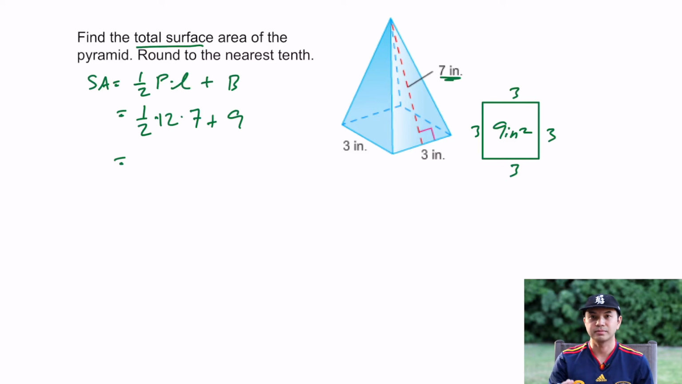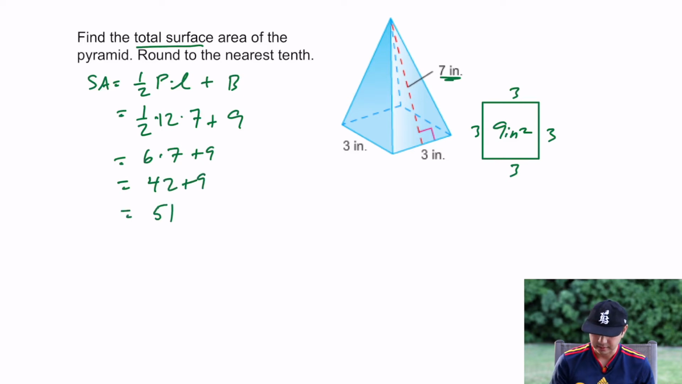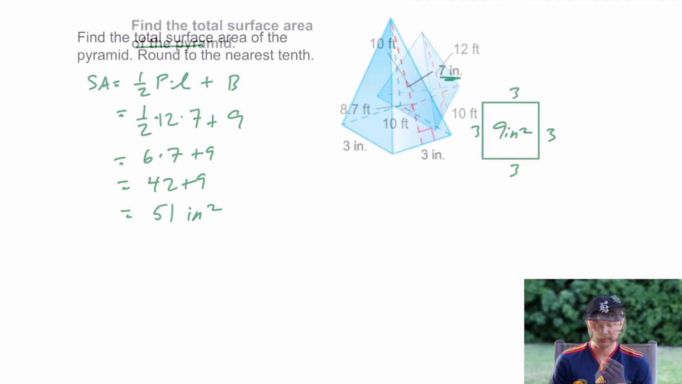So again, just follow order of operations. This is going to be 6 times 7 plus 9, 42 plus 9, 51. This is in inches squared.